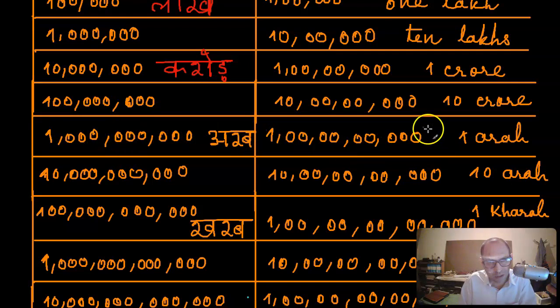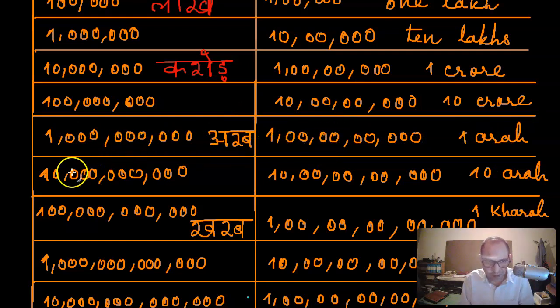The billion is written this way in the Indian system of numeration, and it's called an Arab, probably coming from the Arab world, because there were many years in India where Arabs were living in India, and so of course many words have entered the Hindi language from the Arabic language. So one Arab would be a billion, which is written this way.